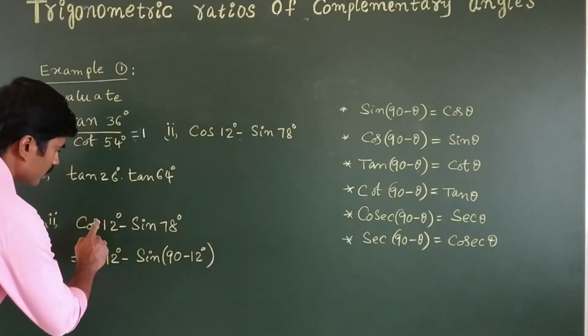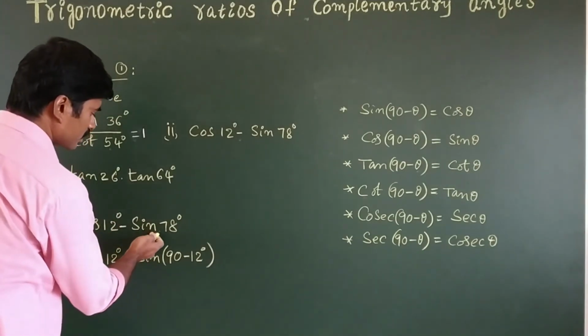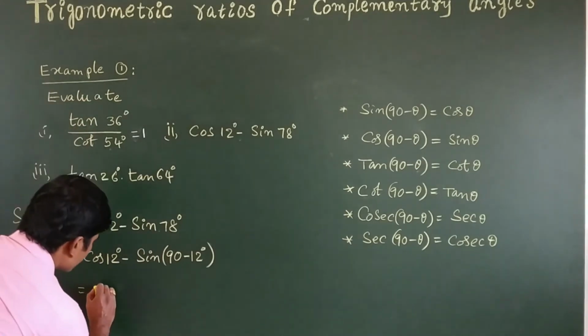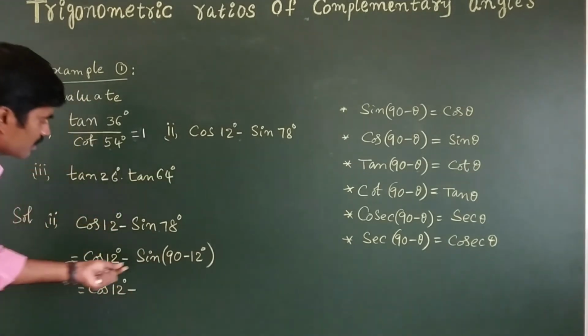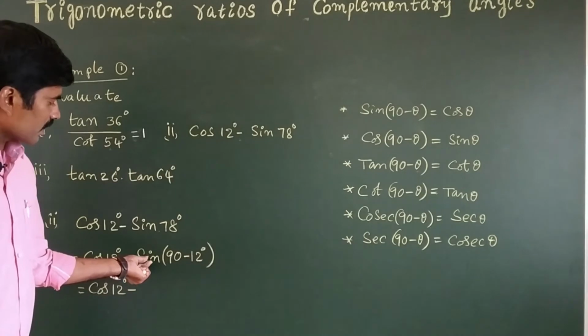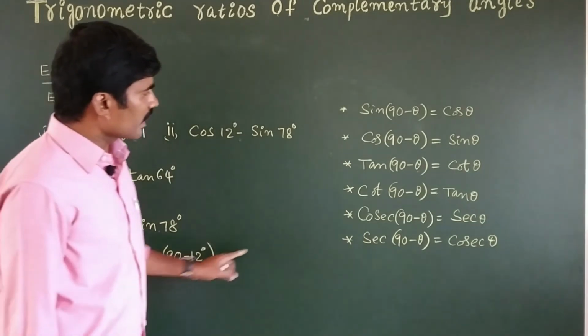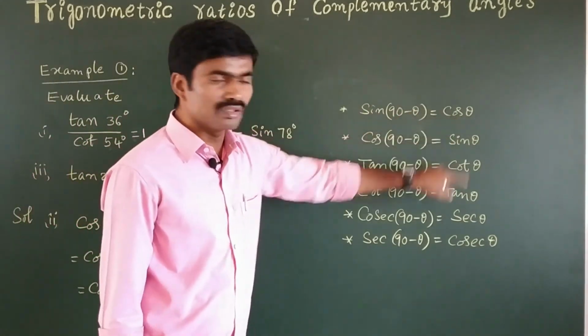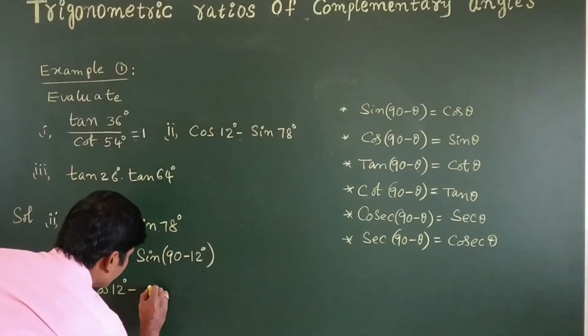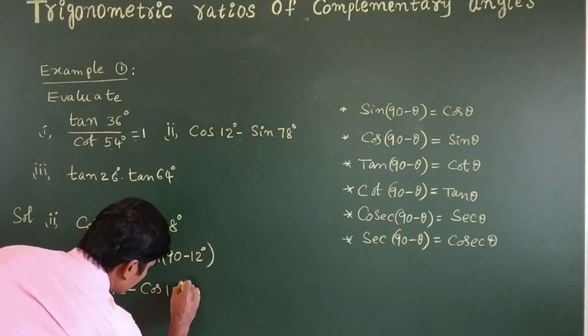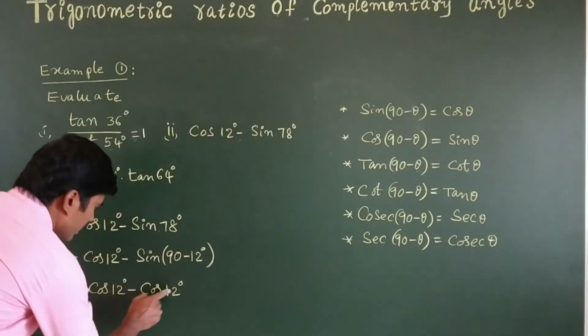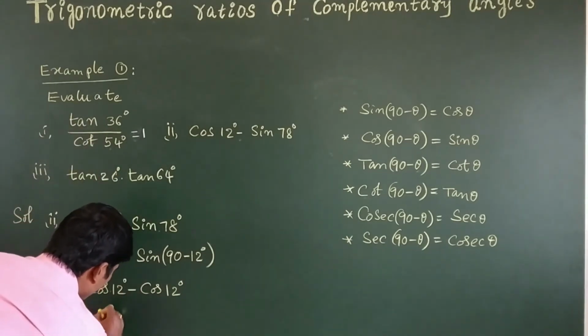Only change one of these ratios. So I preferred the second ratio. Cos 12 degrees as it is. The other is in the form of sin(90 minus theta). Sin(90 minus theta) is equal to cos theta. So this value is cos 12 degrees. So cos 12 degrees minus cos 12 degrees is equal to 0.